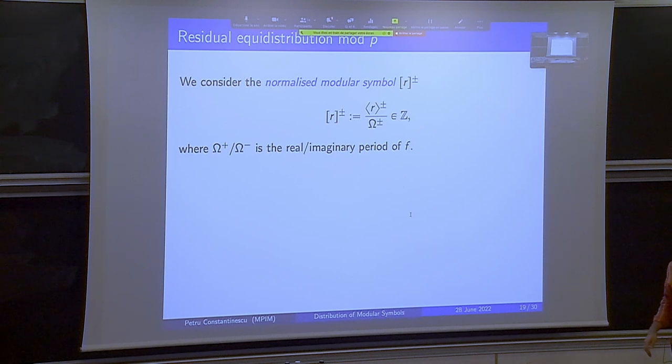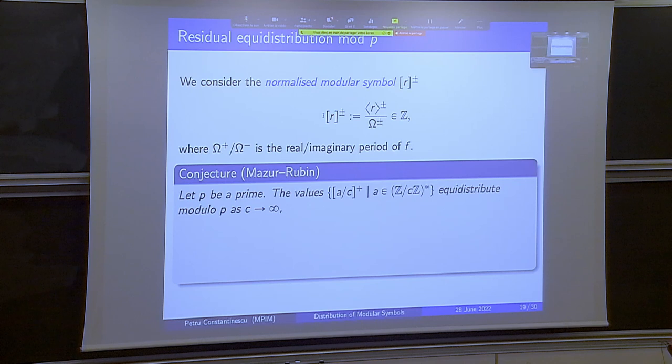So now I move to a completely different setting. We looked at the normal distribution; I want to look at distribution mod P. I told you before that the image of this modular symbol map is a lattice in R, so it makes sense to normalize it such that the image is the whole of the integers. So the square bracket modular symbols will be integers, and the question is, what is the distribution of this modulo P?